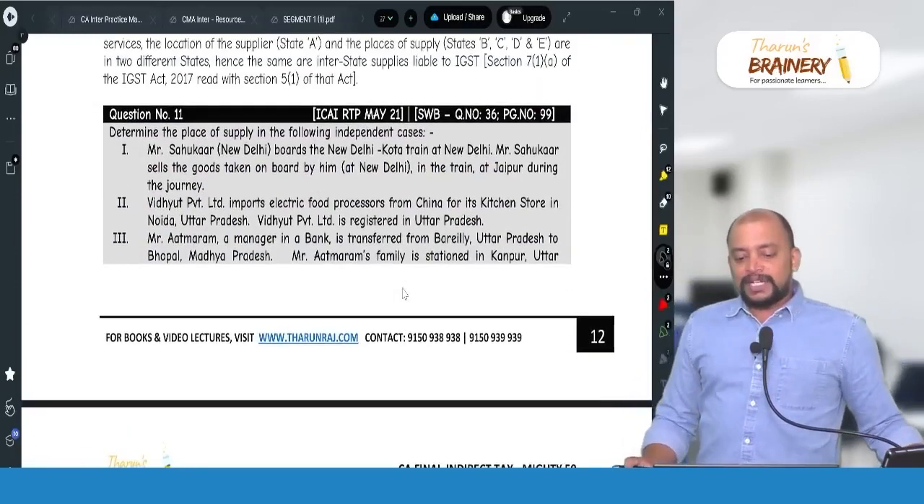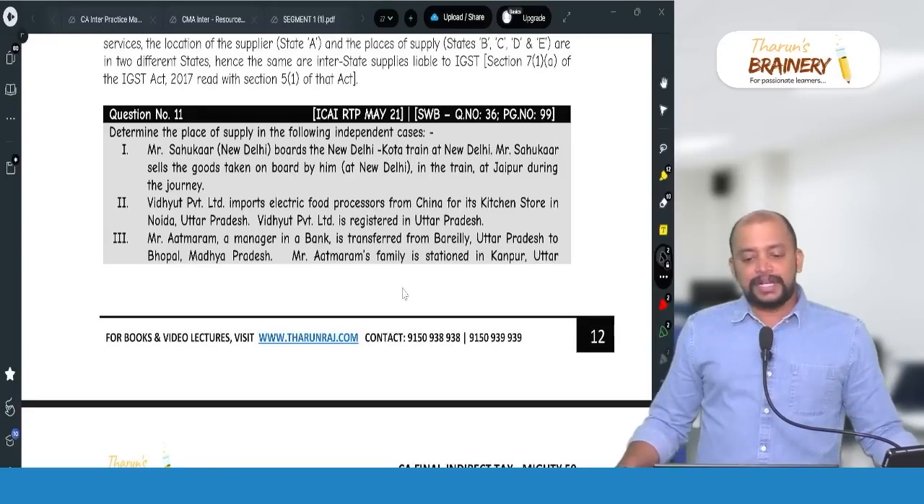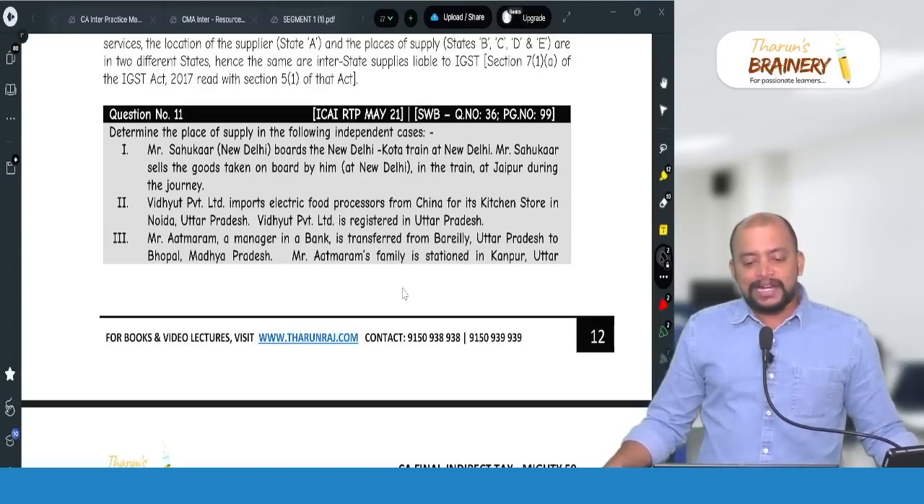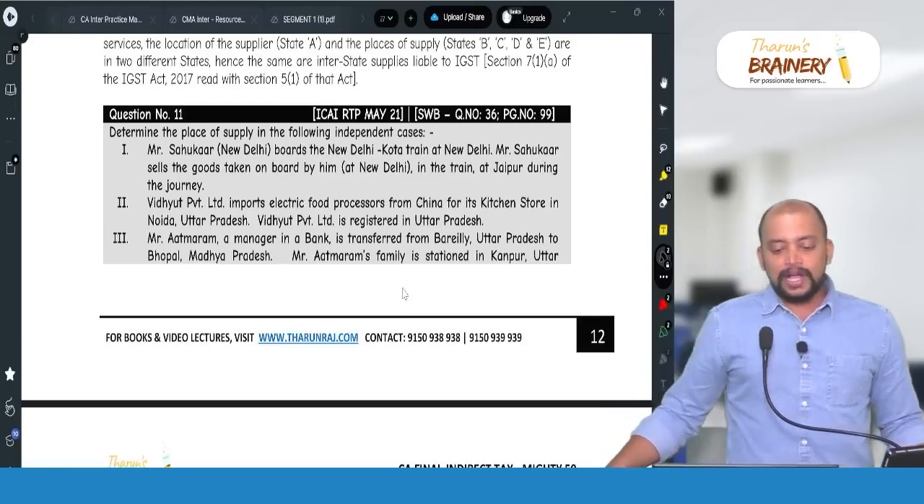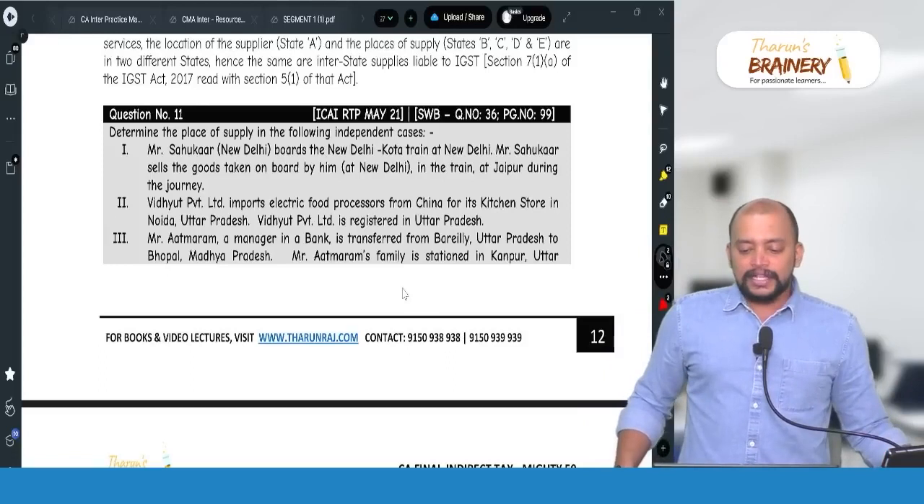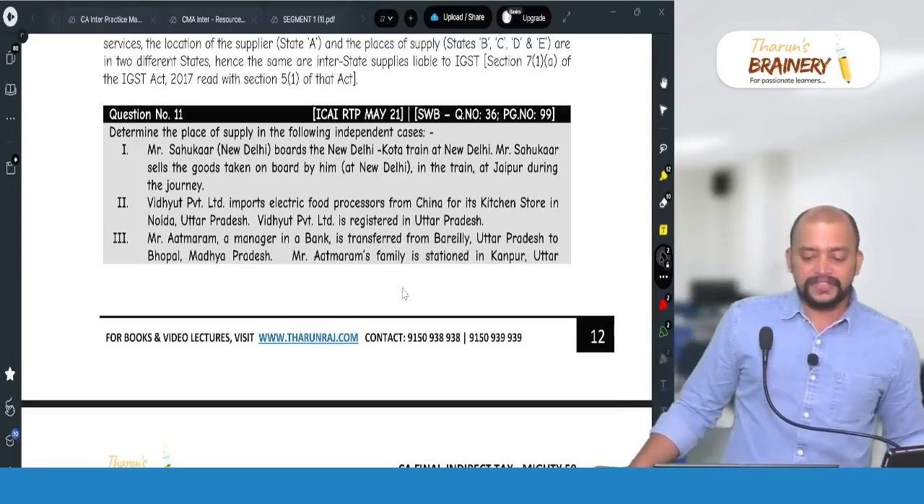Then question number 11, this is also in place of supply only, page number 99. Determine the place of supply in the following independent cases. Mr. Shaukar registered boats in New Delhi Kota train at New Delhi. Mr. Shaukar sells the goods taken on board by him in the train at Jaipur during the journey. So, what is the place of supply?